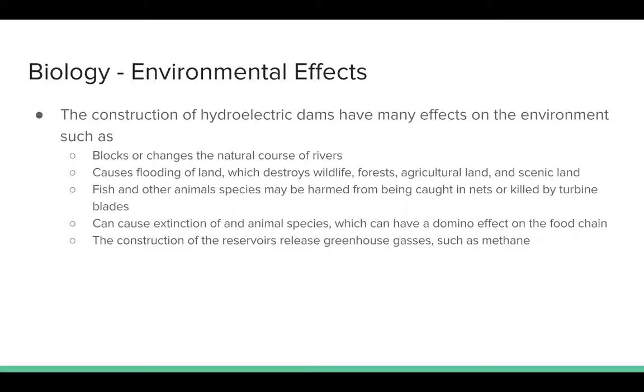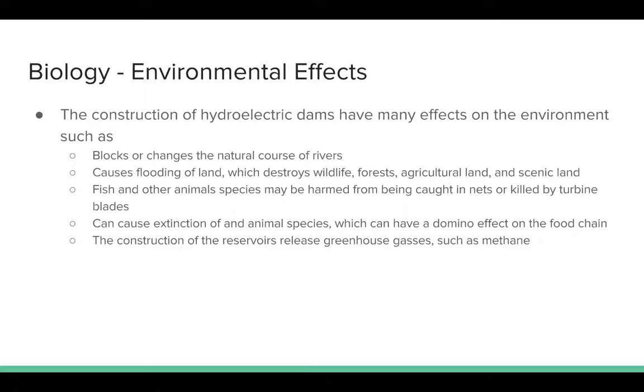Flooding. When a dam is built, the water buildup on one side floods the land in the area. This damages the ecosystem because it can flood animals' land, forcing them to relocate or die. This flooding can also destroy forests, which not only forces the animals to leave, but can also affect the food chain in the area because the plants are no longer available as a food source for the animals.